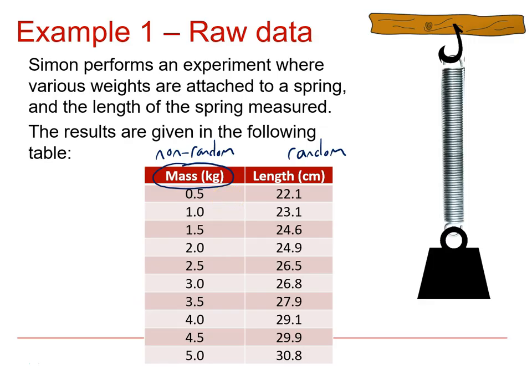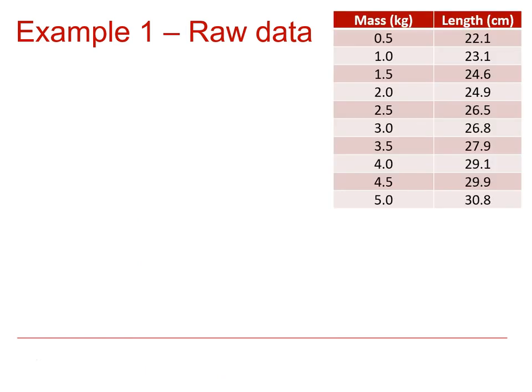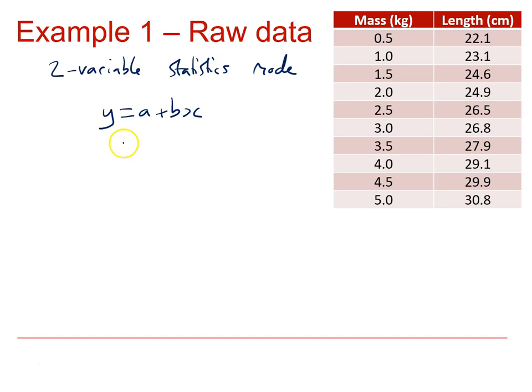Now you can do the same thing on your calculator. When you're using your calculator, it's very important that the non-random control variable goes on the left-hand side, as it is here, and the random variable goes on the right. If they're written the other way around, you're going to need to switch them. Then you need to use the two variable statistics mode, and you may get an output that looks something like this. Y equals a plus bx. It will almost always be in terms of x and y, and then it will tell you the value of your coefficients.